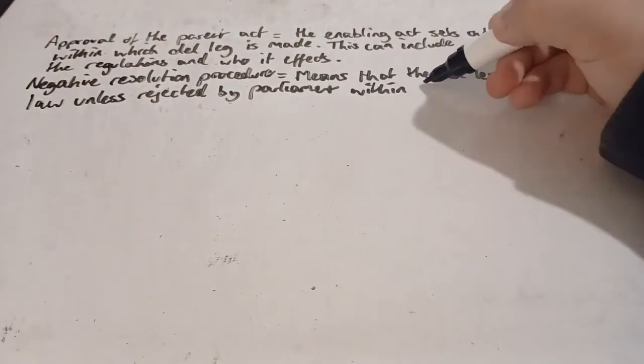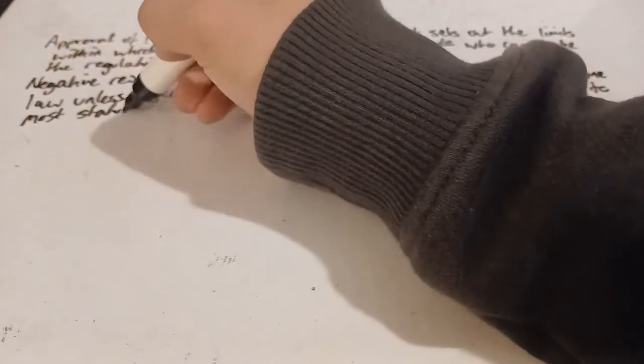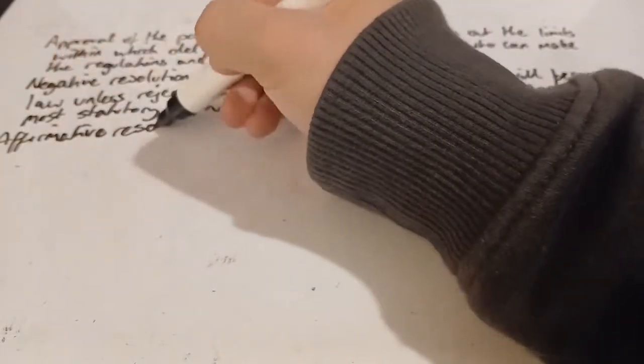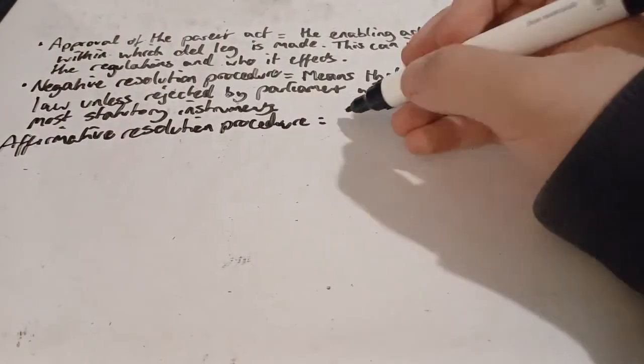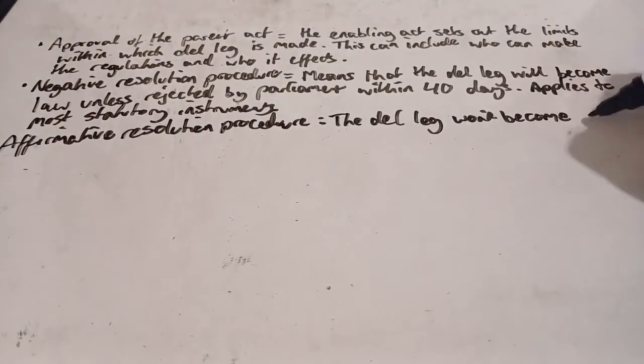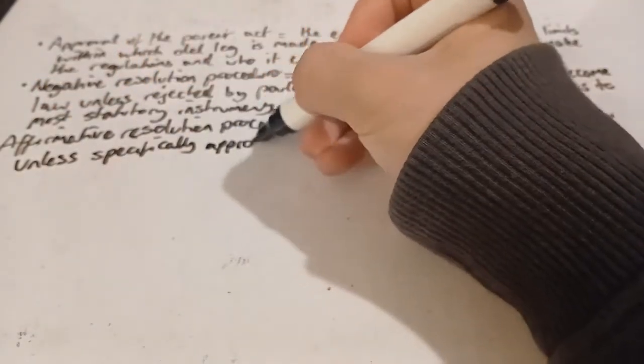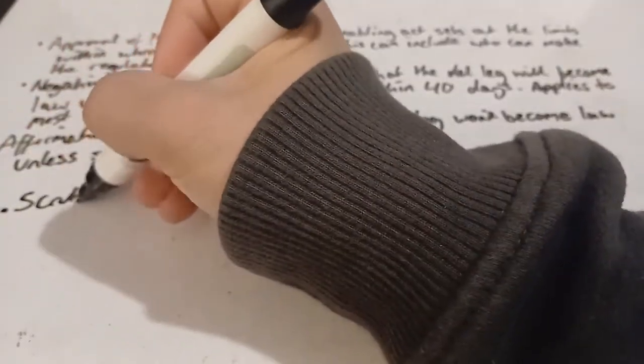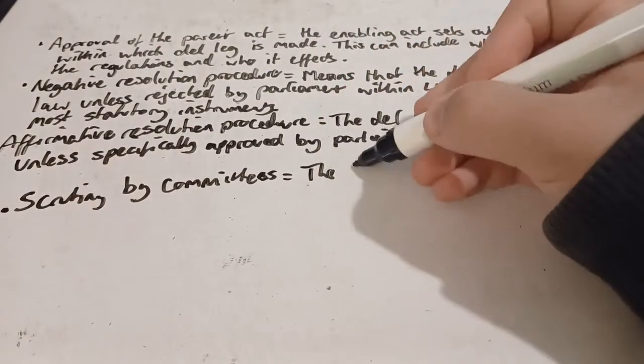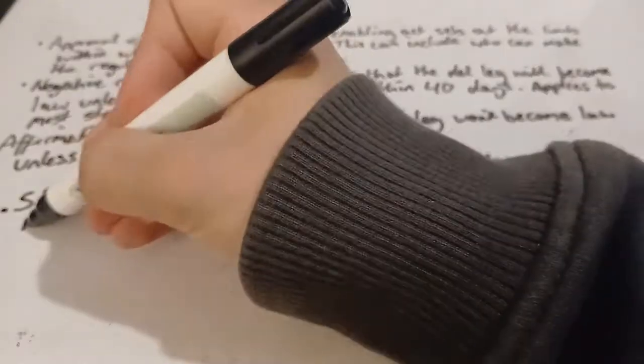The next parliamentary control is negative resolution procedure. Most statutory instruments will be subject to this, and it means that the statutory instrument will become law unless specifically rejected by Parliament within 40 days of publication. And then on the other hand, affirmative resolution procedure affects only a small number of statutory instruments. It means that it won't become law unless specifically approved by Parliament.